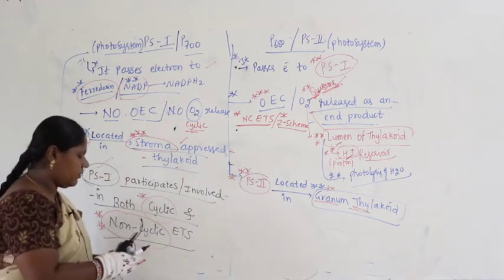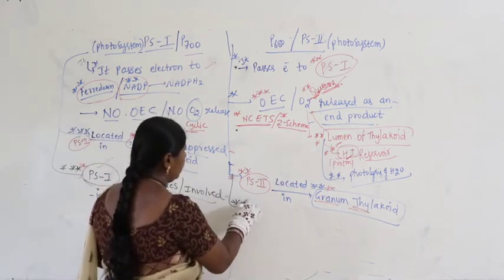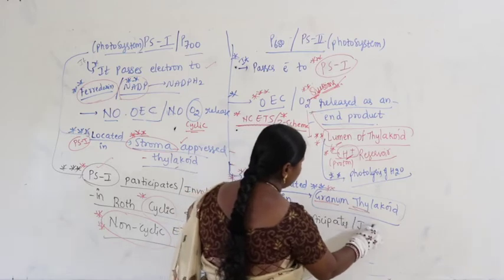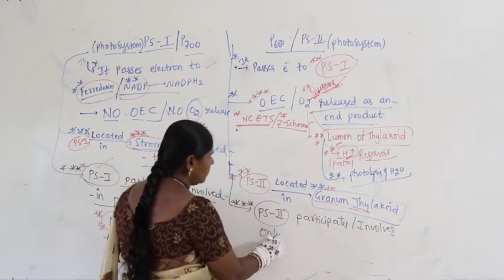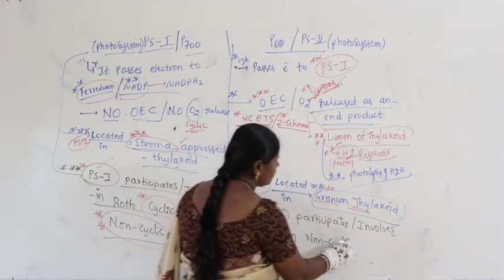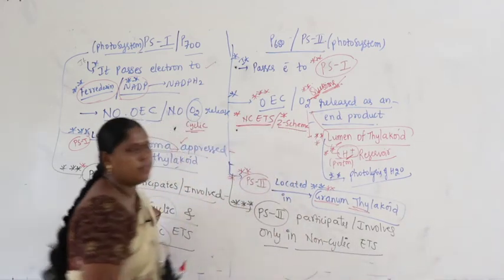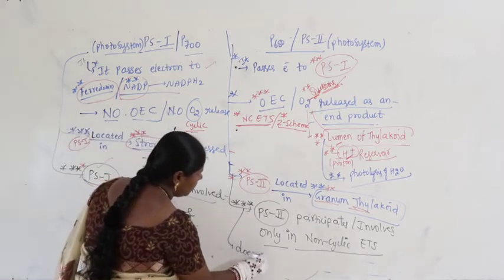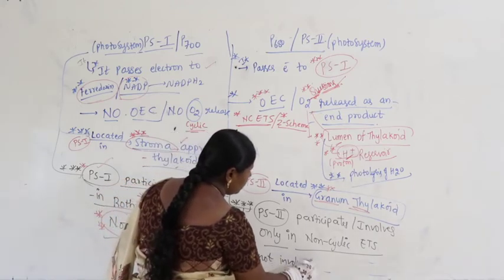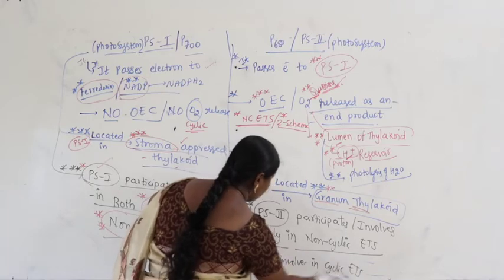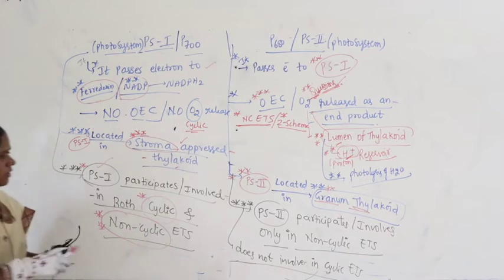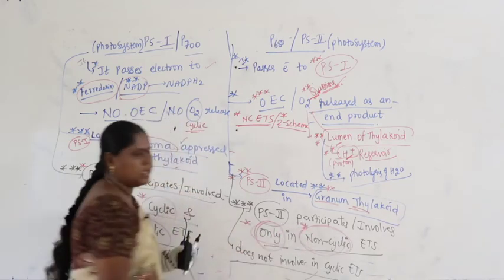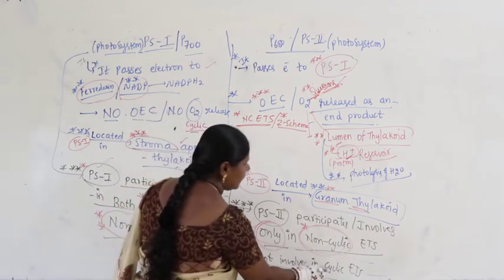Whereas coming to this, this point is also very very important. PS2 participates or is involved only in non-cyclic electron transport system. Okay, why? Because PS2 does not involve in cyclic. Very very important. So PS2 is involved only in non-cyclic, because PS2 does not participate in cyclic electron transport system.